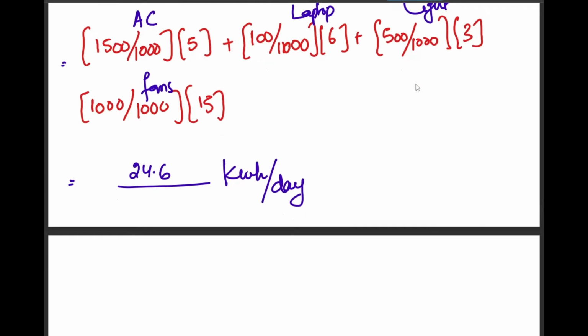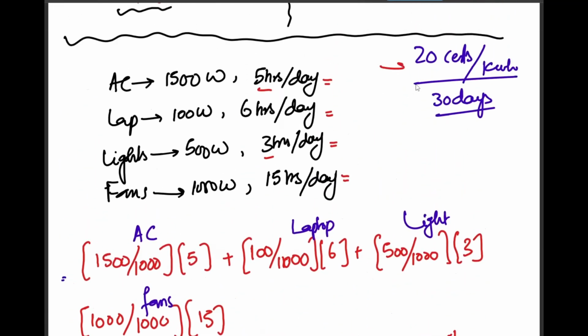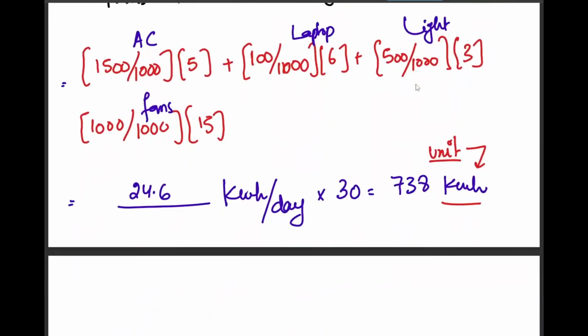Now if I multiply this by 30, I get 738 units, or 738 kilowatt hours. For a layman, these kilowatt hours are generally referred to as the unit. You may hear people saying that the unit cost of electricity is getting expensive. That one unit is basically this kilowatt hour, and the rate quoted by the company is what they're trying to increase, so that if the unit cost increases, the final answer will also increase.